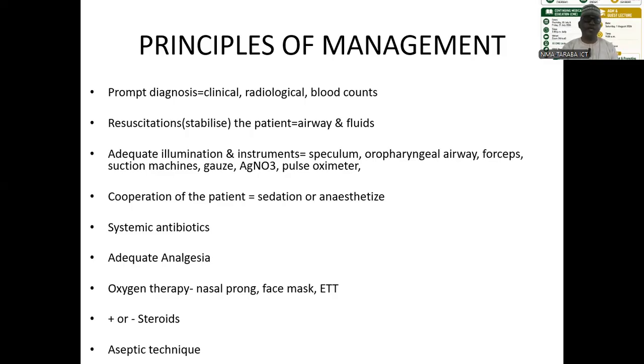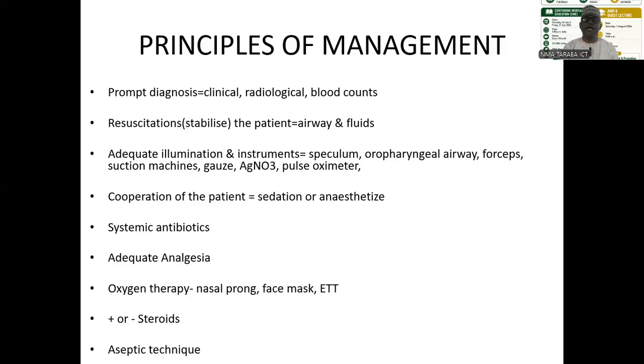Then the environment where you work, you need to have adequate illumination and the right instruments to assist this patient. Illumination in the sense that the nose, the ear, and the throat are actually small cavities, and you can't work or do anything there without a very good light source. And these instruments are things that will help you save the life of this patient.